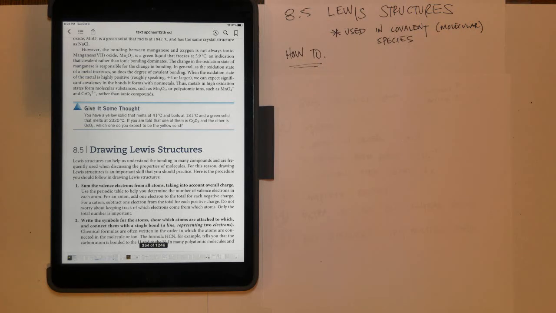And we'll go through the basic 5 steps right now, do a few examples, and then in the next couple of videos we'll get into some special cases or special circumstances. Step number 1 when drawing the Lewis electron dot structure is to sum the valence electrons from the atoms that are coming together to make the structure.